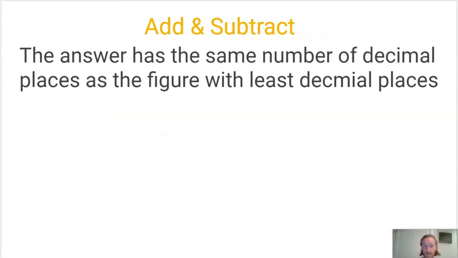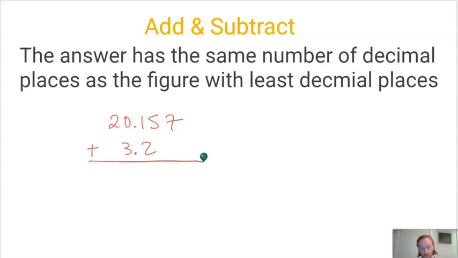Slightly different if we're adding and subtracting. The number has the same number of decimal places as the figure with the least number of decimal places. So let's look at one here, 20.157, and we're going to add 3.2. And so when we do that, we look at the one with the least number of decimal places. This has 3. This has 1, so our answer must have 1.